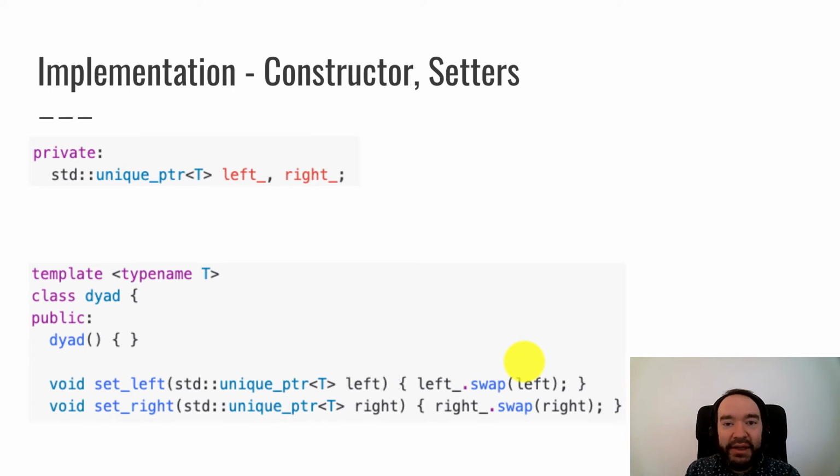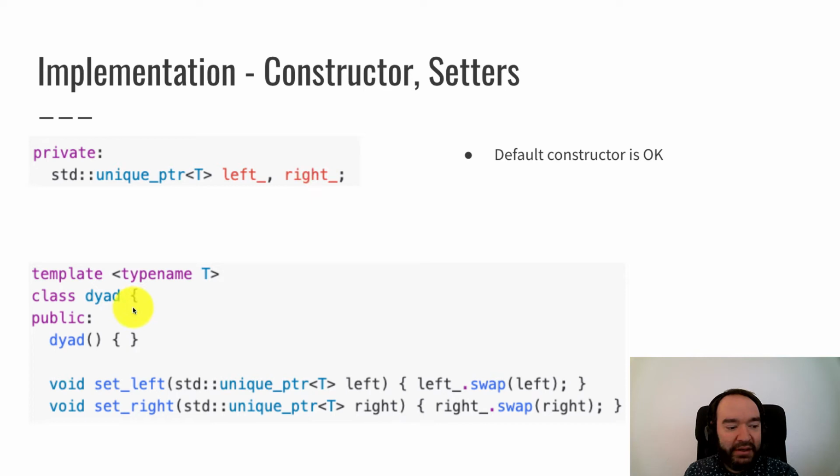Let's take a look at how we could implement this abstract data type in C++. Usually we start with the data members because all of the operations have to work with the data members. Here are my private data members. I've got a unique pointer to the left and right. The idea is that this dyad takes ownership of the left and right objects. So unique pointer is the right data type for that.